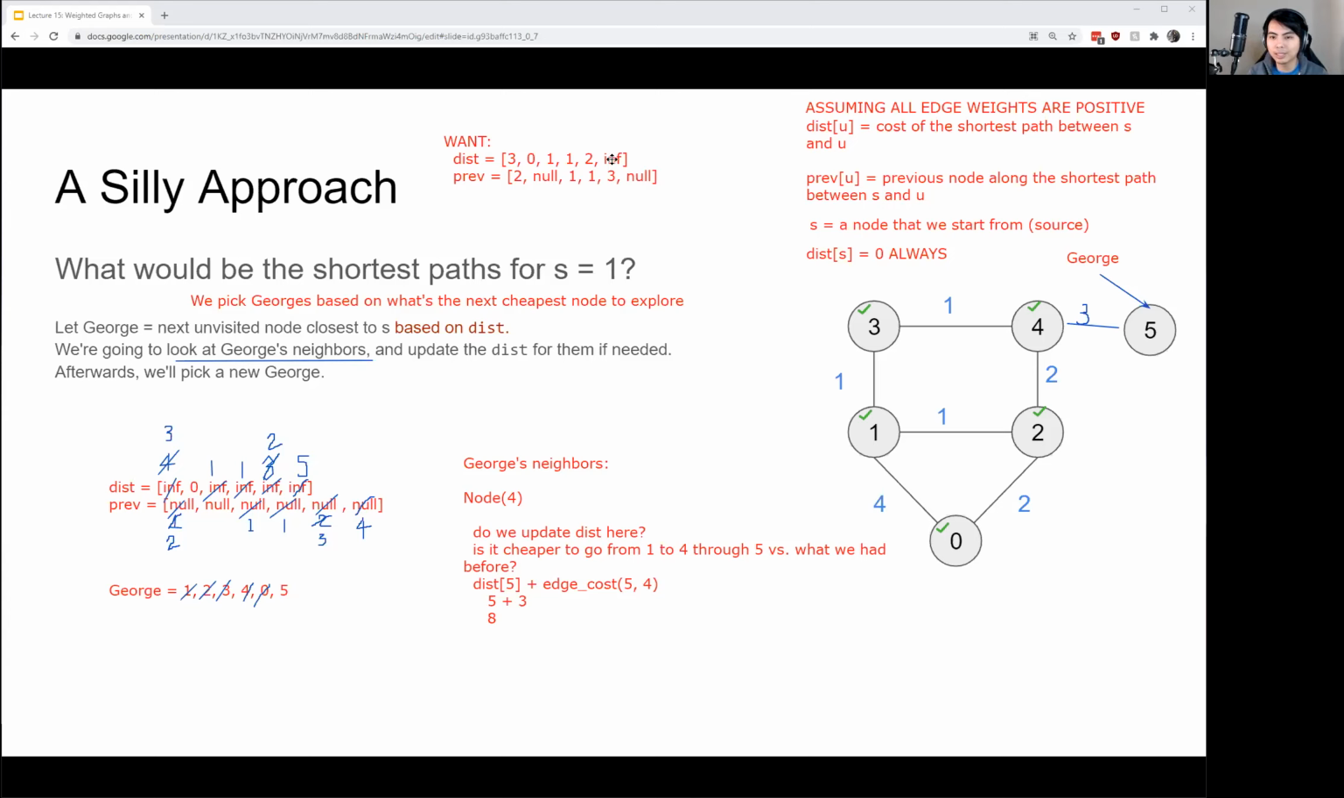Sorry, this should be a 5 now because I added an edge in the middle of the demo. And then the prev should be all of the nodes that we visit right before the node that we care about. So in order to visit 0, we had to go through 2. In order to visit 1, we didn't have to go through anything. In order to visit 2, we had to go through 1. In order to visit 3, we had to go through 1. In order to visit 4, we have to go through 3. And in order to visit 5, we have to go through 4.